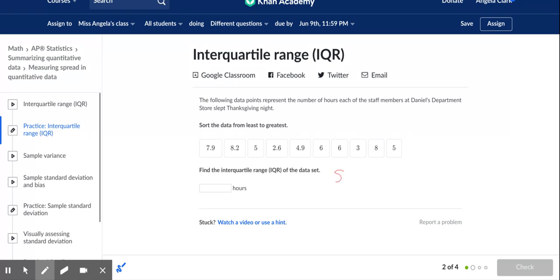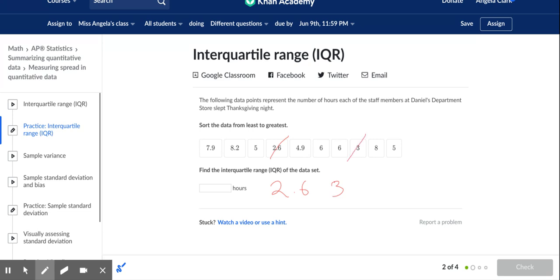So the highest number is 8. Let's start with the lowest number. That would make a lot more sense. Okay, so the lowest number is 3, and I'm going to cross it off every time I use one just so that I know I didn't miss anything, and that was very bad crossing off. Oh well. No, that's not even the lowest number. Wow. Oh dear. The lowest number is 2.6. You guys can just laugh at me, it's fine.